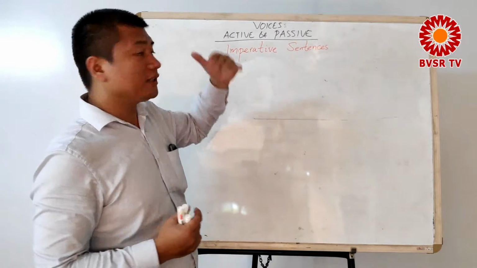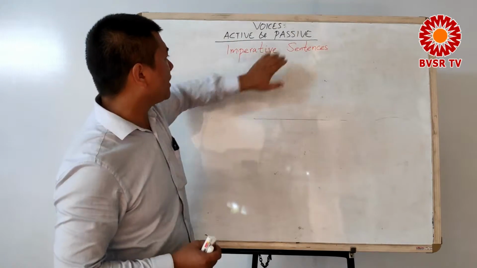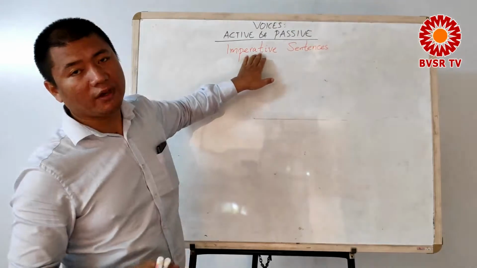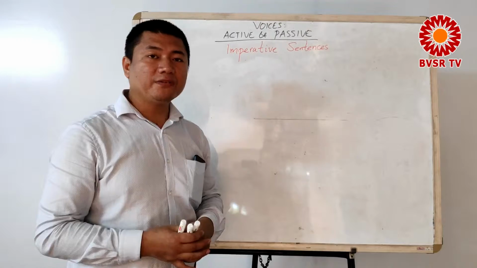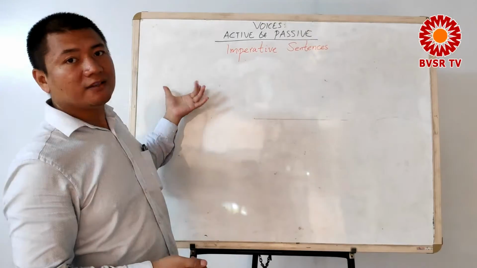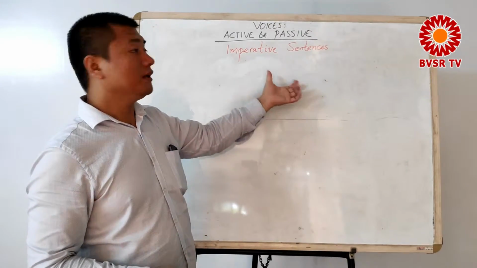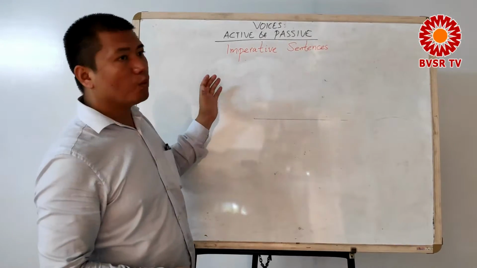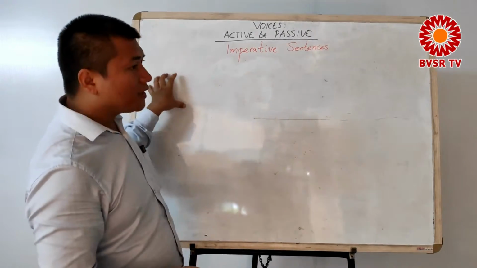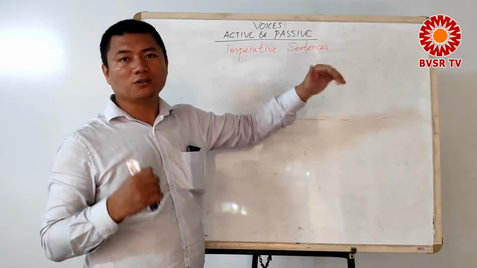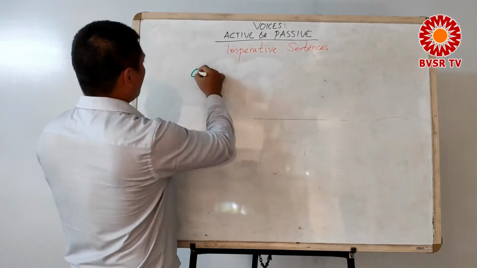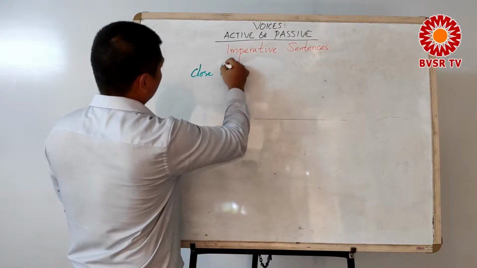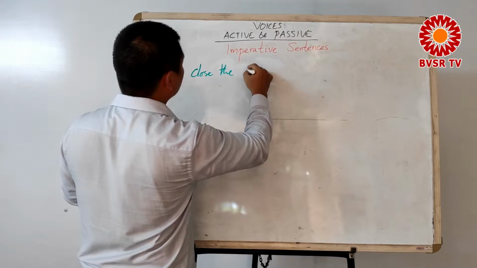Now in this session, let us learn how to convert active voice into passive voice in the case of imperative sentences. Imperative sentences are not normally tenses. It is not a sentence which has a subject plus verb. It is not like that. For example, close the door.